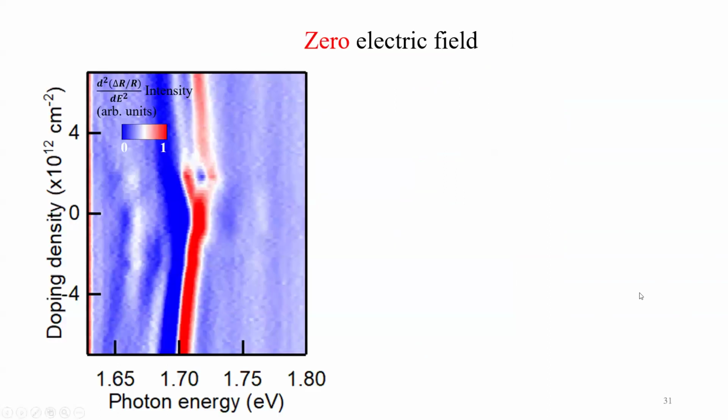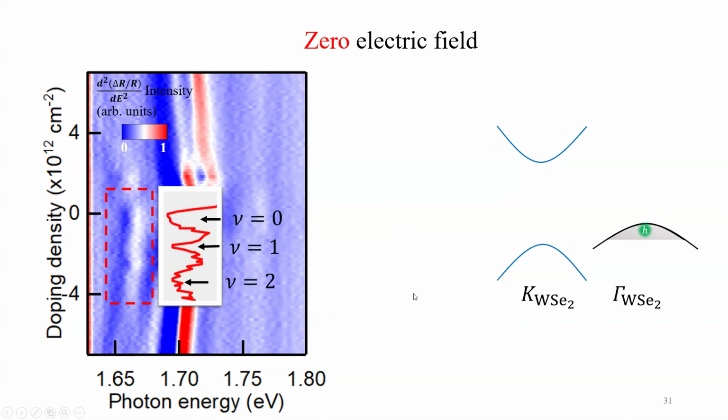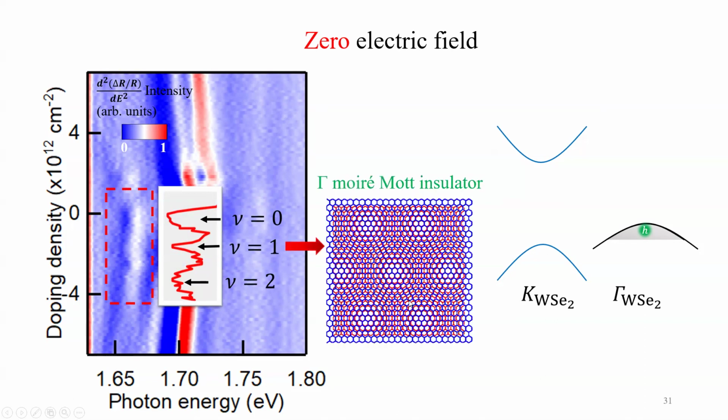And then we measure the reflection contrast, and we take second derivative, we can get this result. And in this case, at zero field, gamma valley of the trilayer WSe2 is higher than K valleys. So if we dope the system, we dope gamma valley. And if we look at this red box, we zoom in and we take integrated intensity, we can see many large dips, and they're corresponding to different filling factors. And this filling factor 1 is corresponding to gamma Moiré Mott insulator.